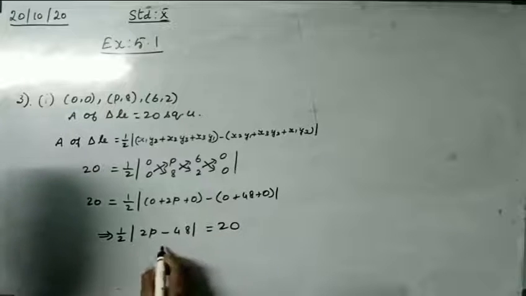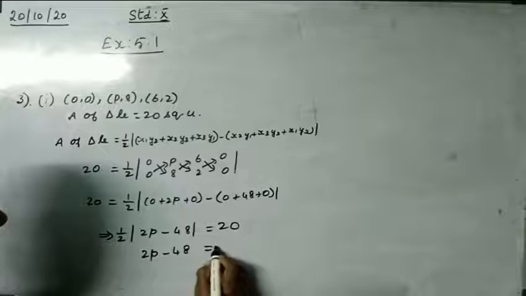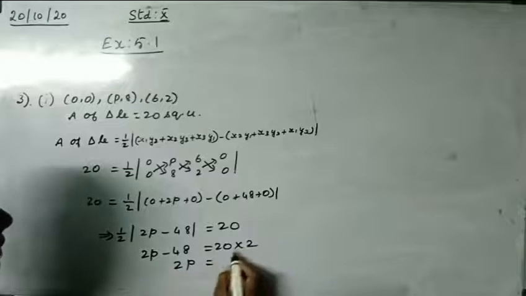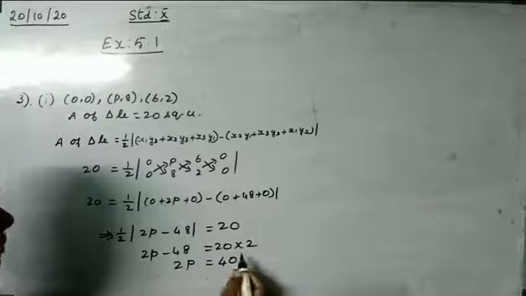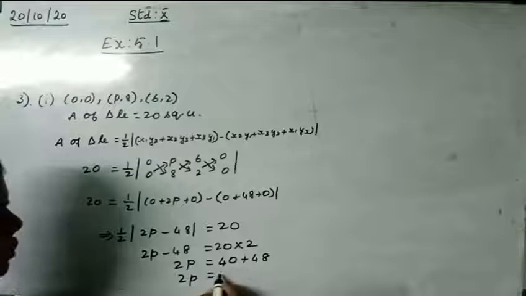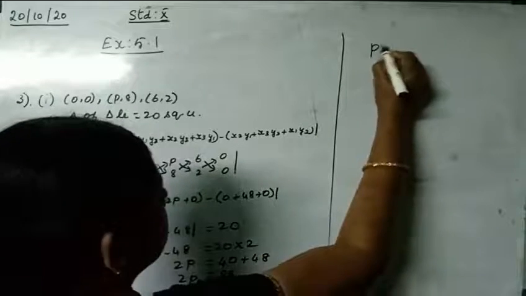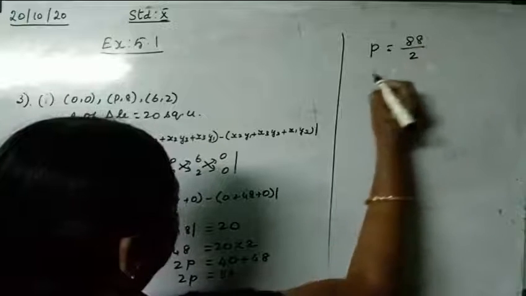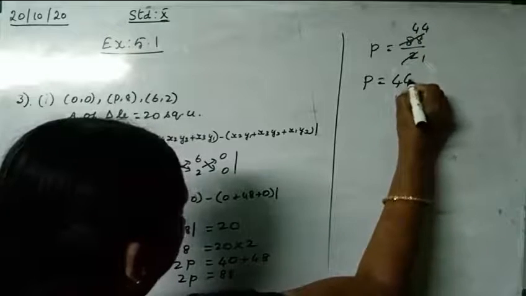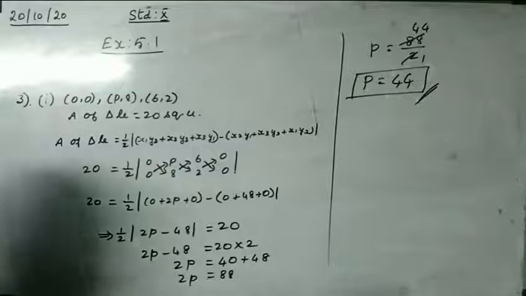Now bring this to this side. Remove the modulus and write 2P minus 48 is equal to 20 into 2. Now 2P is equal to 40. Bring this 48 to this side, it becomes plus 48. So 2P is equal to 88. Therefore P is equal to 88 divided by 2, so P is equal to 44 is the answer.